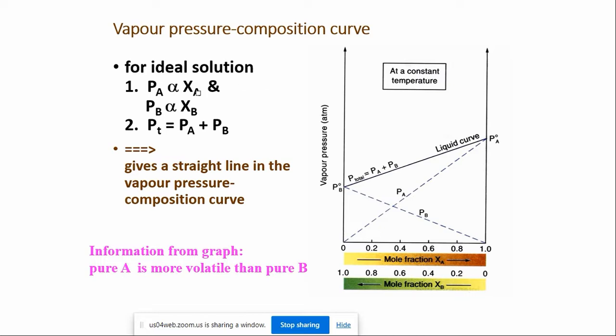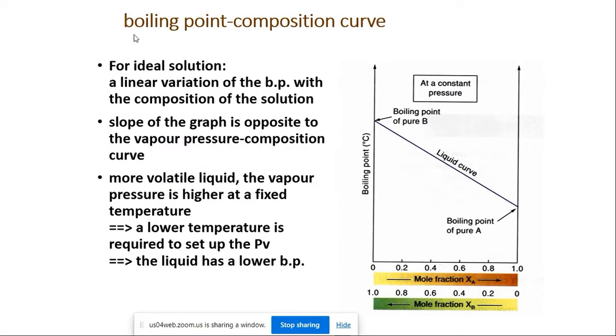For an ideal solution, PA goes along with XA and PB goes along with XB, then PT is PA plus PB, right? So if you want to find the pressure in between these two, you can easily find PA plus PB. Then the boiling point is also again one of the phase diagrams. In the previous case you had vapor pressure, and at this point you have the boiling point. So this is a kind of binary phase diagram, a very simple one.